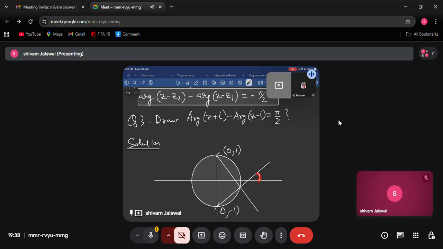But over here, try to understand. This angle represents argument of z plus iota, and this angle represents argument of z minus iota. In which case is the angle more? This angle minus this angle is equal to pi by 2. So it will be on the opposite side. So this will be z. That means the locus will represent this part of the semicircle.